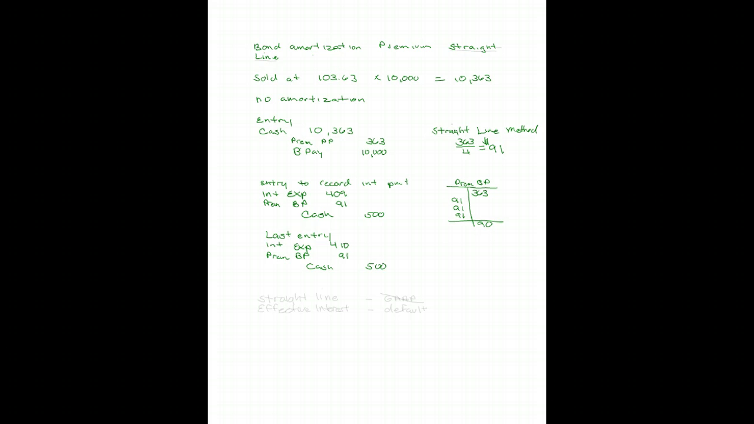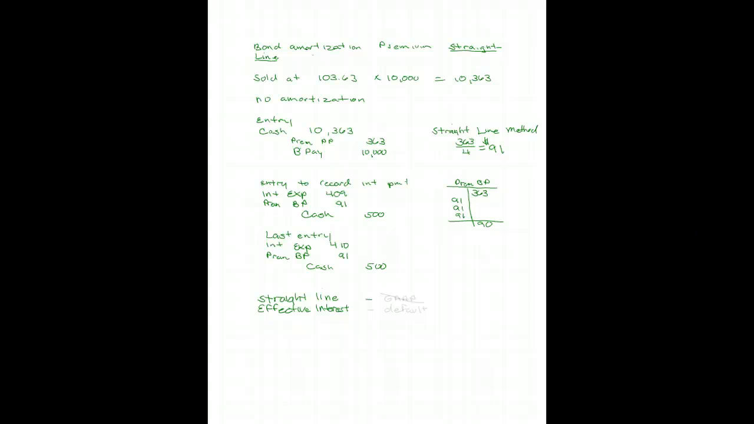The straight line method is very easy to use, but it's not generally accepted accounting principles. So you have 2 ways you can amortize: the straight line method, which your author demonstrated in the chapter, and the effective interest method, which is what we did just prior to demonstrating the straight line method.